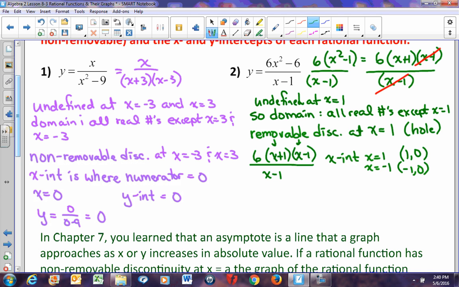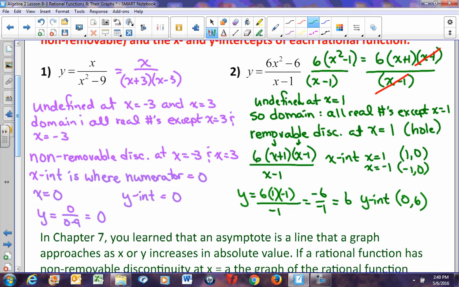For my y-intercept, it's when x equals 0. So I'm going to have 6 times 1 times -1 over -1. So I'm going to have -6 over -1, which is going to give me just 6. So my y-intercept is going to be (0, 6). So there we found our domain. We determined if we had any discontinuity, if it was removable or not, and we solved for our x and y intercepts.